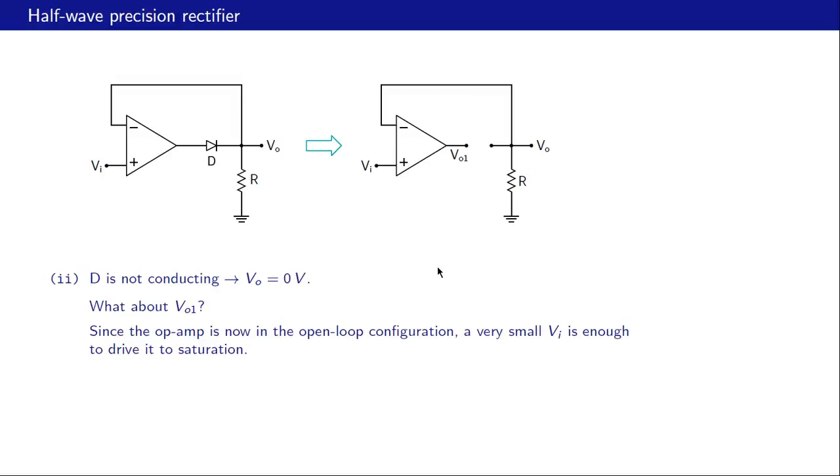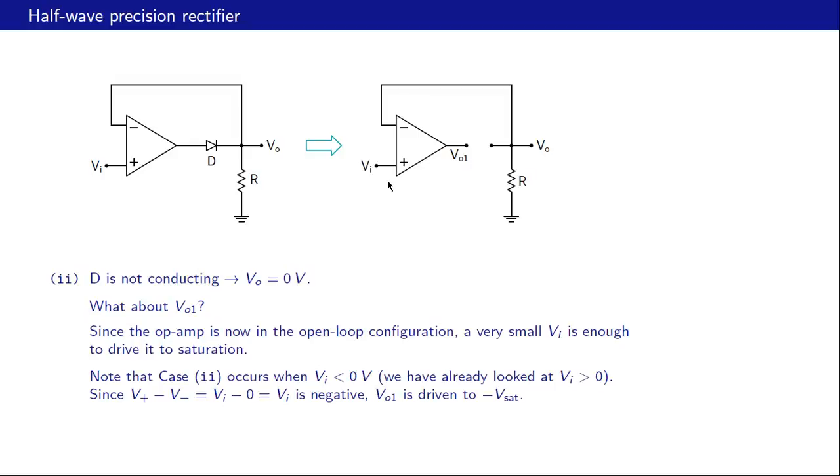What about VO1, this op amp output? Since the op amp is now in the open loop configuration, there is no feedback path because this loop is broken here. A very small Vi is enough to drive it to saturation. Note that V minus is the same as VO, which is 0 volts. So therefore all it requires now to drive the op amp into saturation is a small value of Vi.